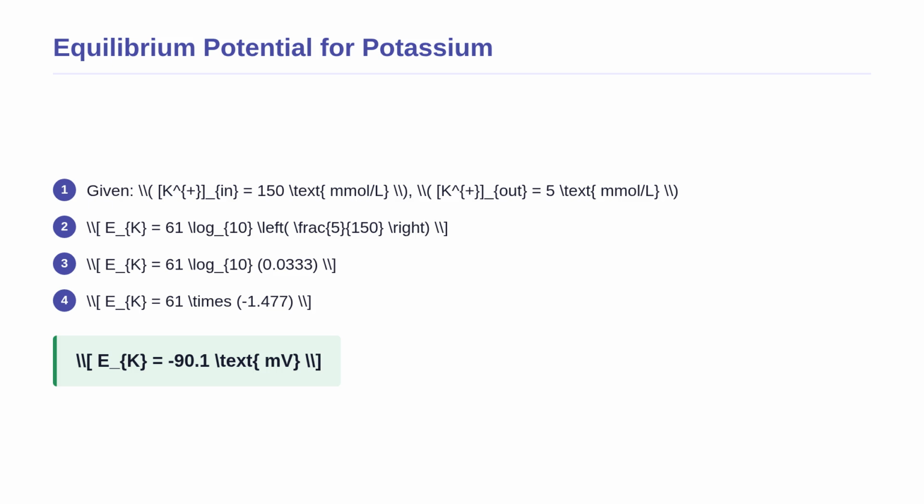Multiplying this by our temperature constant of 61 gives us our final answer. The equilibrium potential for potassium is approximately negative 90 millivolts. This means potassium leaving the cell leaves behind a strong negative charge.